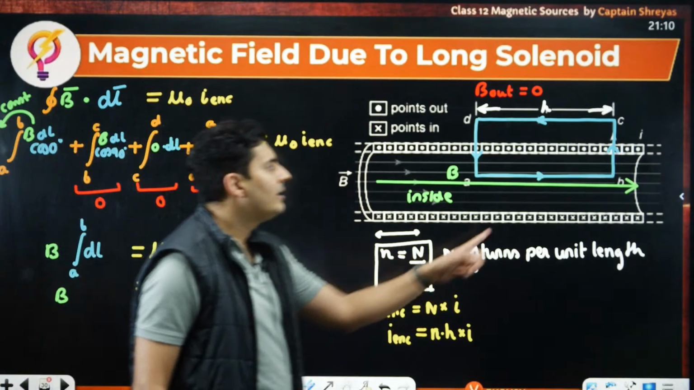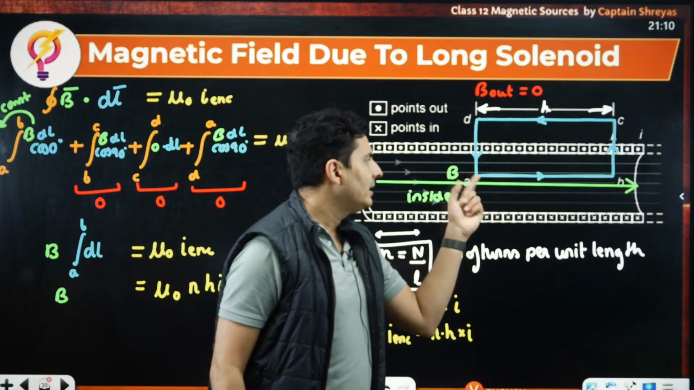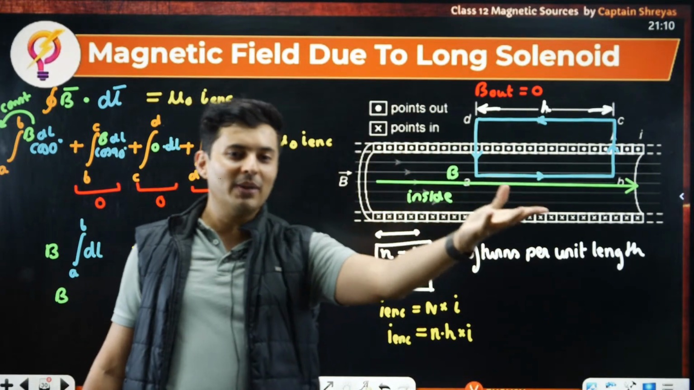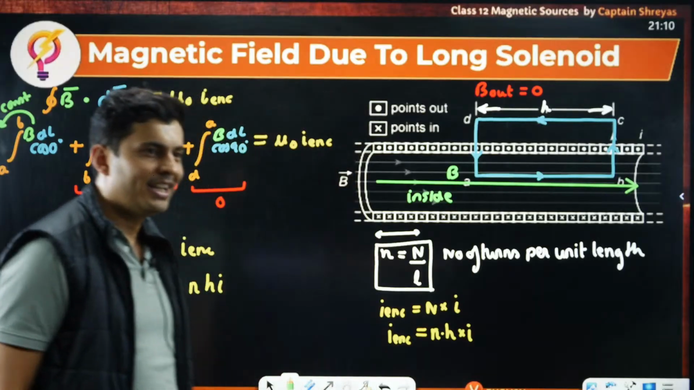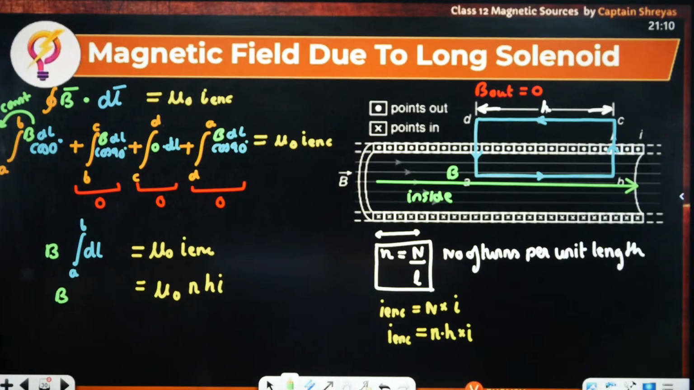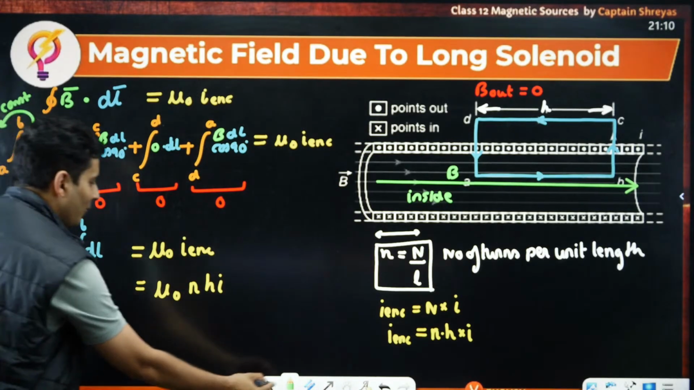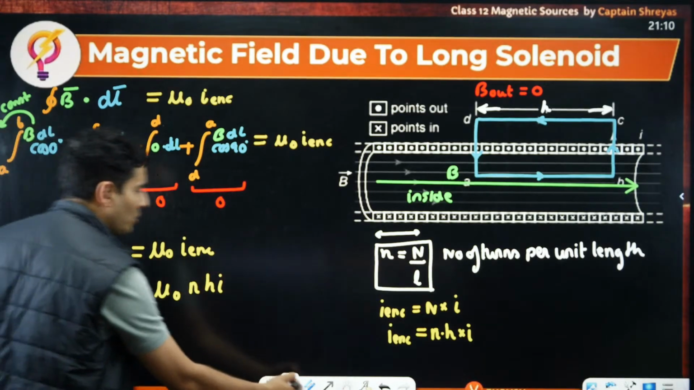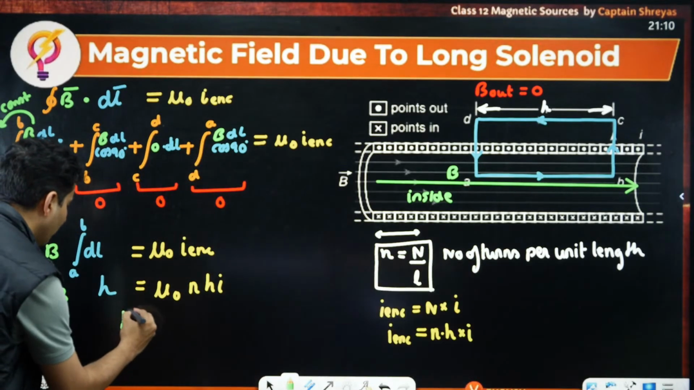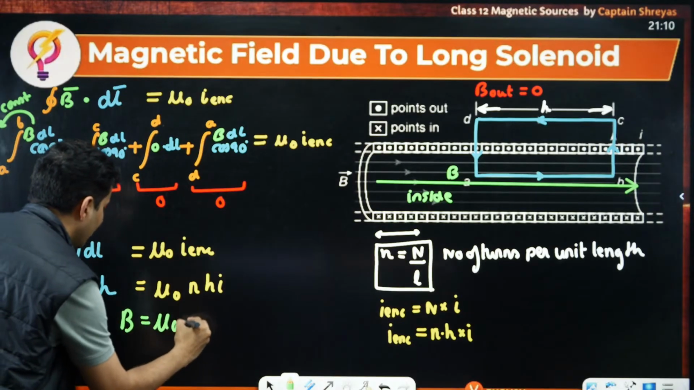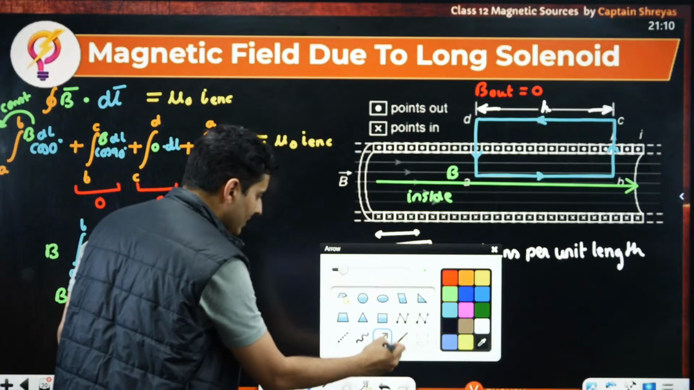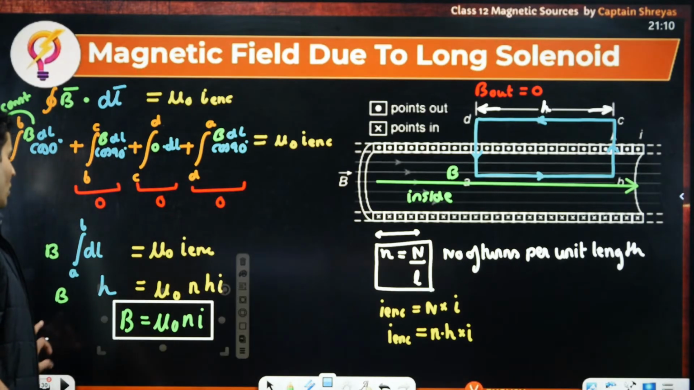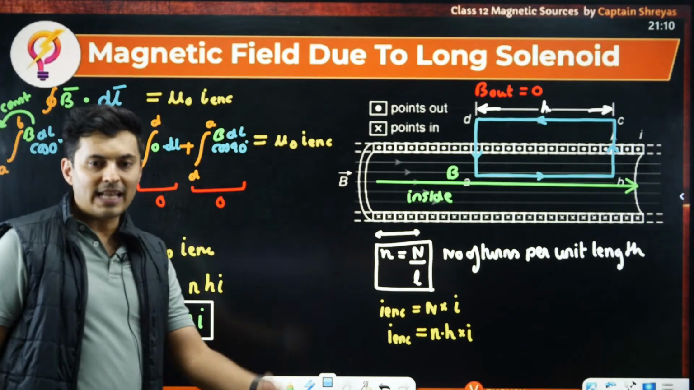What is the integral of dl from A to B? If you add up the dl, we will just get nothing but the height. I hope this is clear. So we are just going to get H over here. Best part, H will cancel, and I am left with mu naught n I. So that is the formula of the magnetic field due to a solenoid: mu naught n I. Is this absolutely clear?